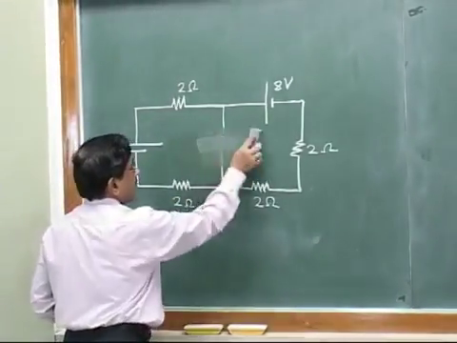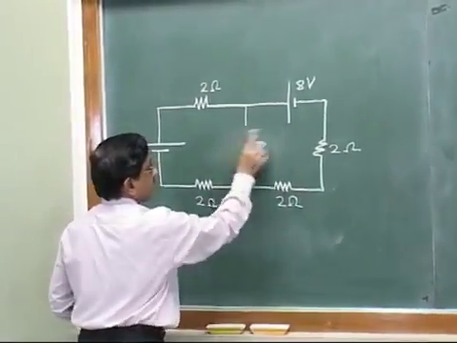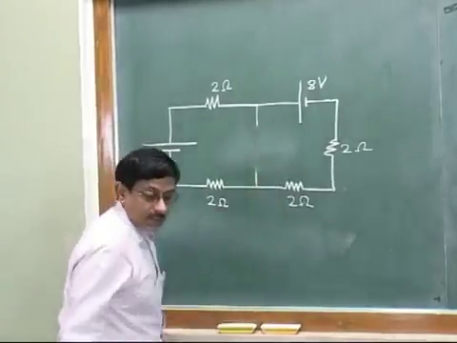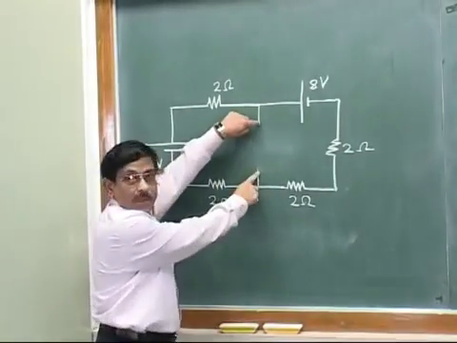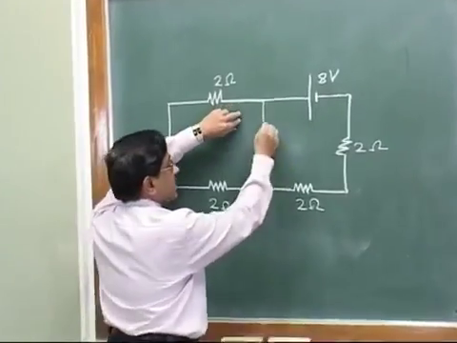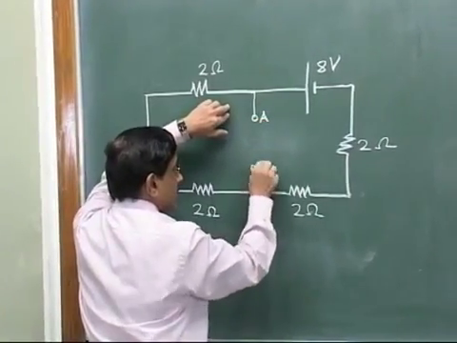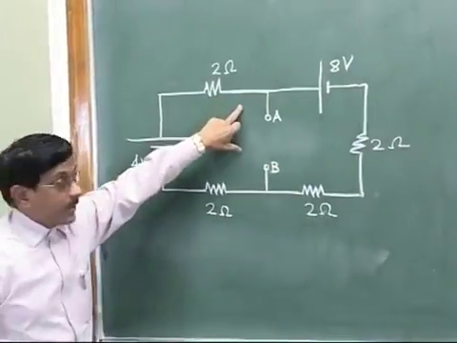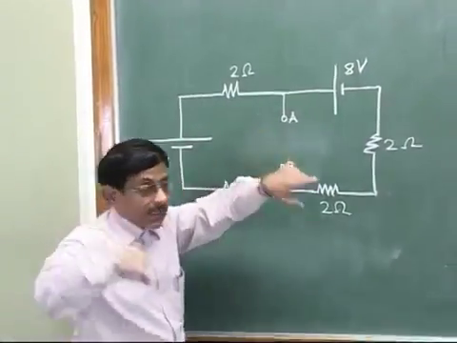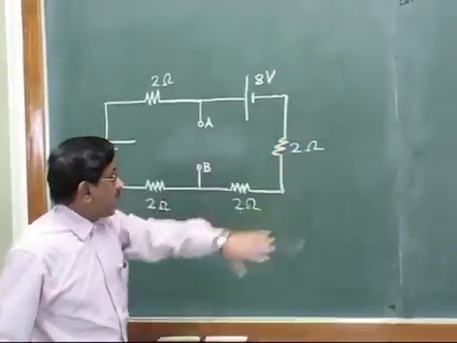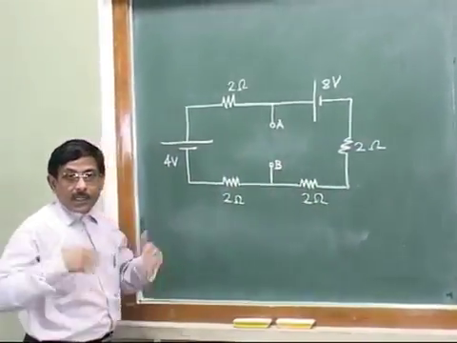So finally I will get this particular situation. Now these two terminals become open after I remove the load resistance. So I will just mark A and B. So first step is over, that we have removed the load resistance, written its value in some corner, and this is our circuit.